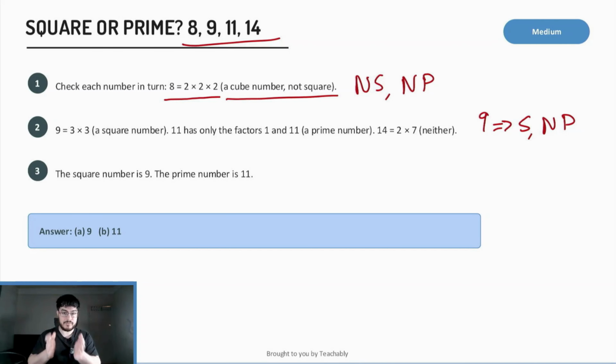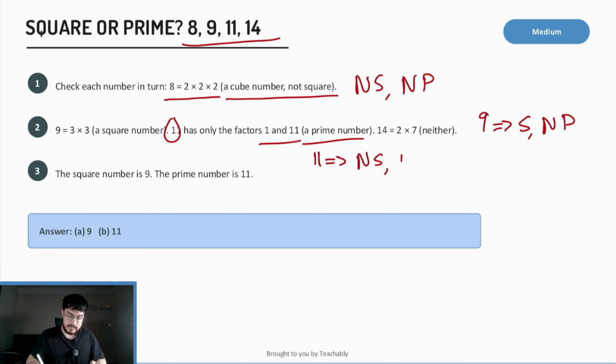Because if we're assuming it's a square number, then that will always have a different factor, right? So 5 times 5 is 25. We know immediately that's divisible by 5, which is not 1 and 25. Then 11. So 11 only has factors of 1 and 11, which is a prime number. And it's not a square number. And so 11, right, it's not square, but it is prime.